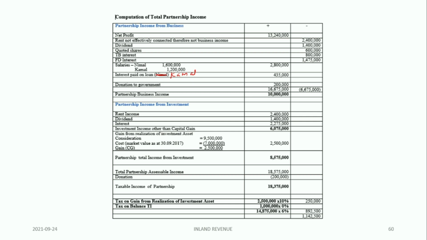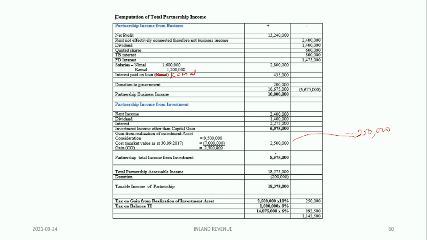Since it was an investment asset, the cost of the asset can be considered as the market value of the asset as at 30th September 2017. So after deducting 7 million from the 9.5 million consideration, the gain from the realization of the investment asset is 2.5 million. On this 2.5 million, the partnership is supposed to pay 10% tax, 250,000, within 1 month after the date of disposal.